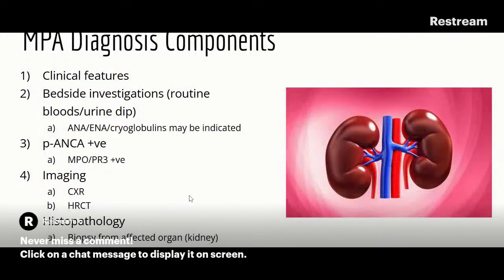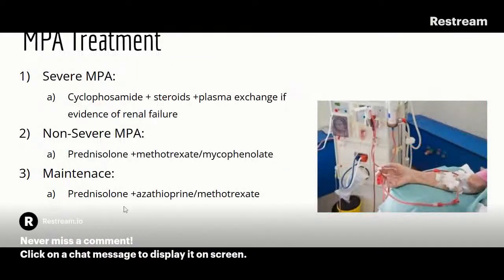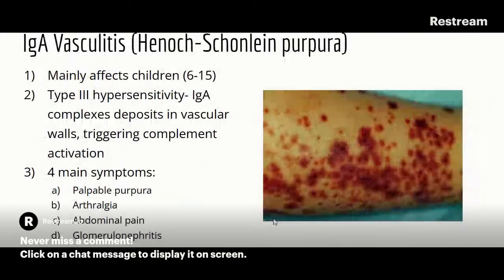So going back to the treatment forms, for severe, organ-threatening MPA, you're thinking cyclophosphamide, you're thinking your steroids, you're thinking plasma exchange if there's any evidence of renal failure. If it's non-severe, you're going to be treating them with prednisolone and methotrexate or mycophenolate to induce remission, and maintenance is going to be prednisolone or azathioprine or methotrexate, depending on what is indicated or contraindicated.